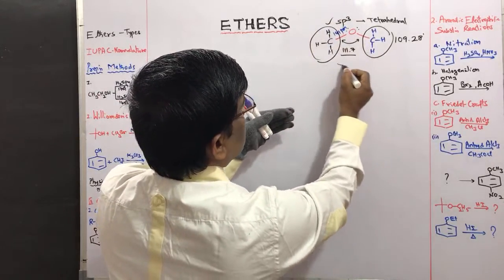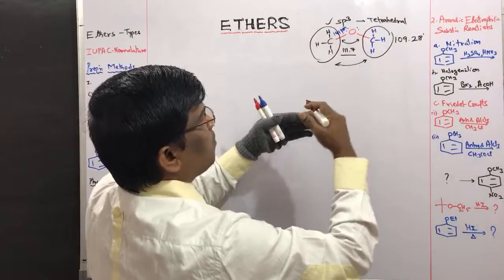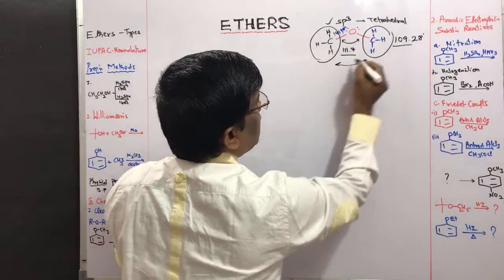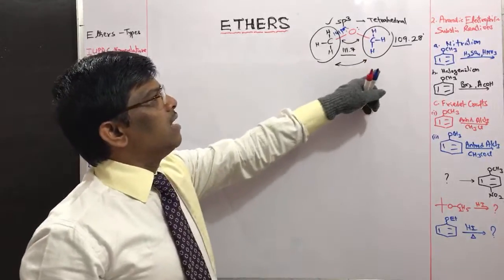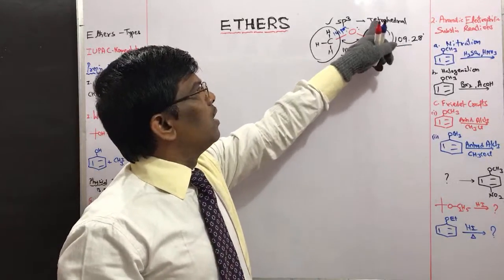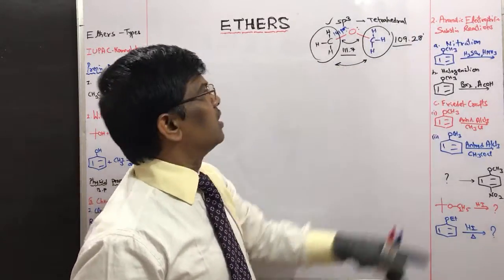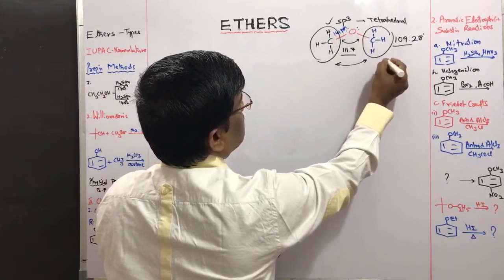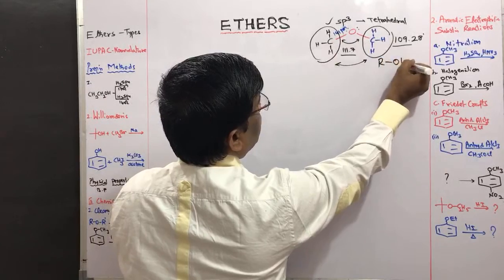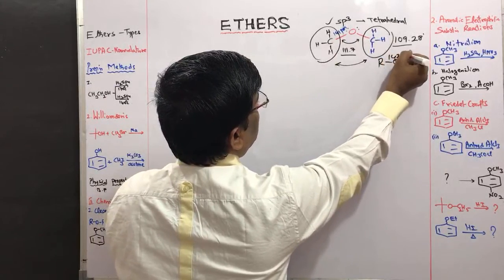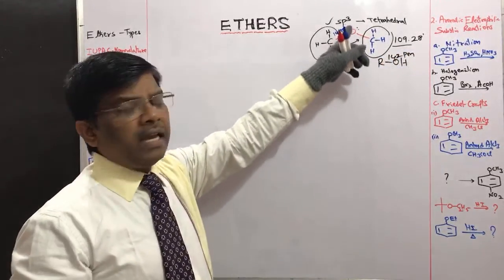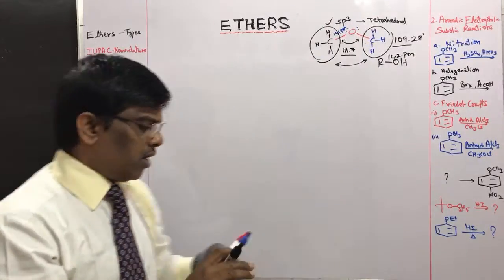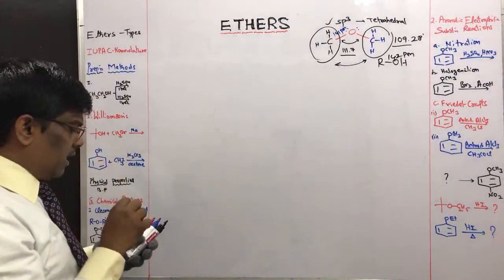Because of these two bulky groups, they repel each other. Because of this repulsion, the bond angle is higher than the usual sp3 value. The bond length between carbon and oxygen is about the same as in alcohols, where it is 142 picometers. In ethers it is 141 picometers. Let us see what the different types of ethers are.